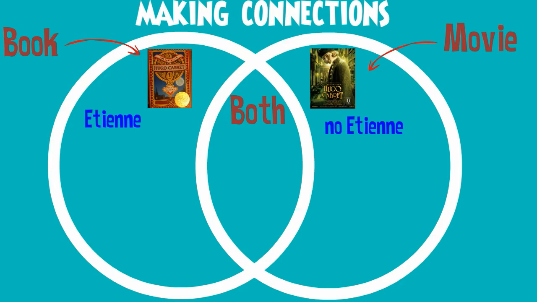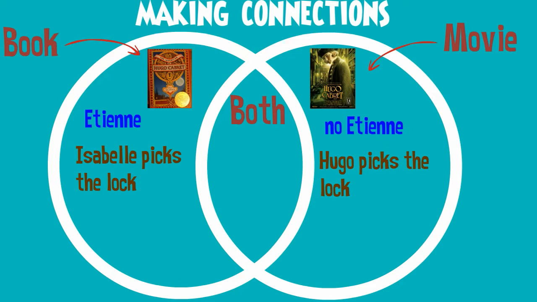In the movie, Hugo picks the lock to get into the movie theater, but in the book, Isabelle is the one who picks the lock. Now, how are the two similar?